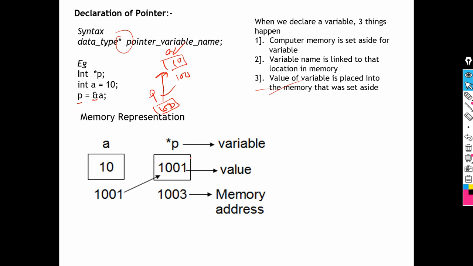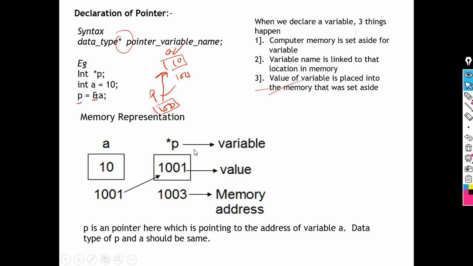Each memory location will have, as we know, a name, a value, and an address. So even a pointer will have some address, as I said, 2 bytes of memory, whose address is, for example, 1003. The address of the pointer is 1003, but the value of p is also an address, which is the address of a. So with the help of p, you will be able to point to a. P is a pointer which is pointing to the address of variable a.